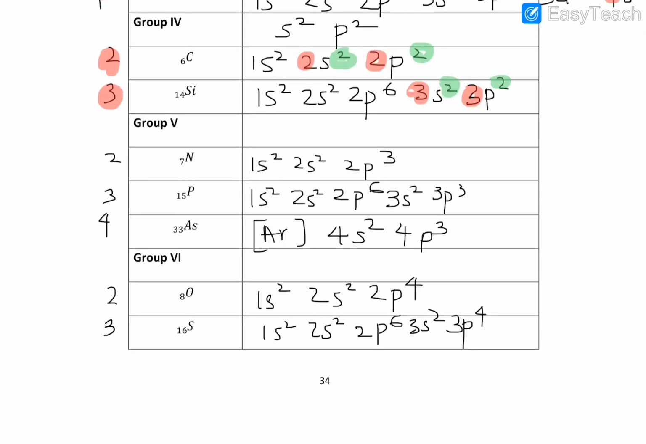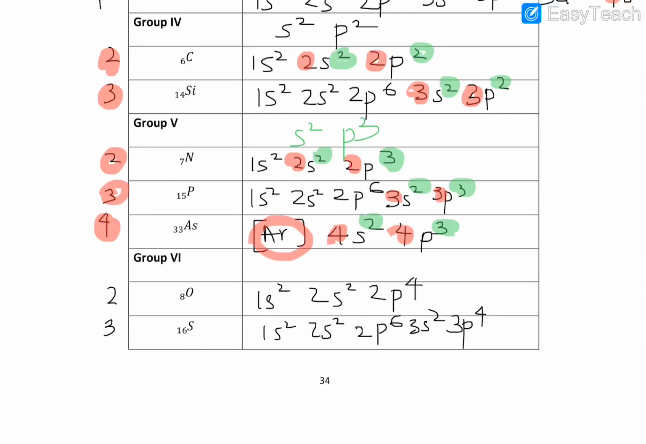Now group 5 should end with S2P3, which makes a total of 5 electrons. See here, 3 and 2 add up to 5. And then the period number is going to tell you what energy level to fill in. So 3, you're filling the third. 4th, you're filling the fourth. Everything else inside is completely filled.